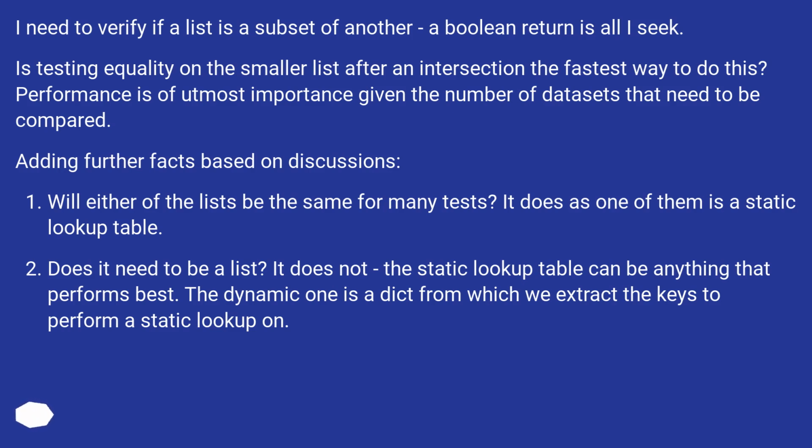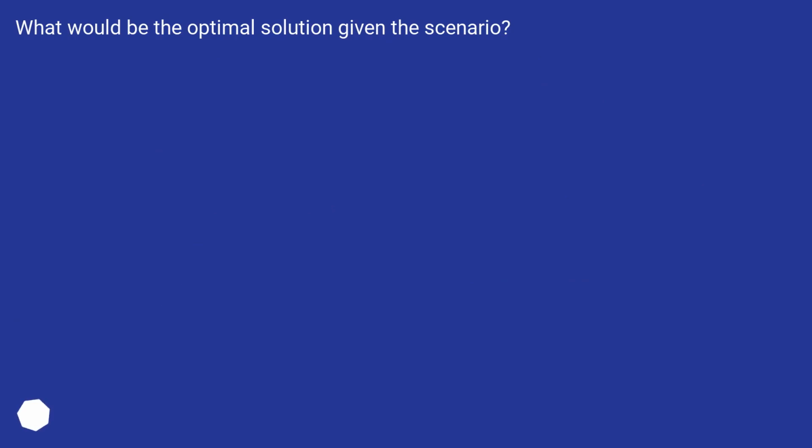Adding further facts based on discussions. Will either of the lists be the same for many tests? It does, as one of them is a static lookup table. Does it need to be a list? It does not. The static lookup table can be anything that performs best. The dynamic one is a dict from which we extract the keys to perform a static lookup on. What would be the optimal solution given the scenario?